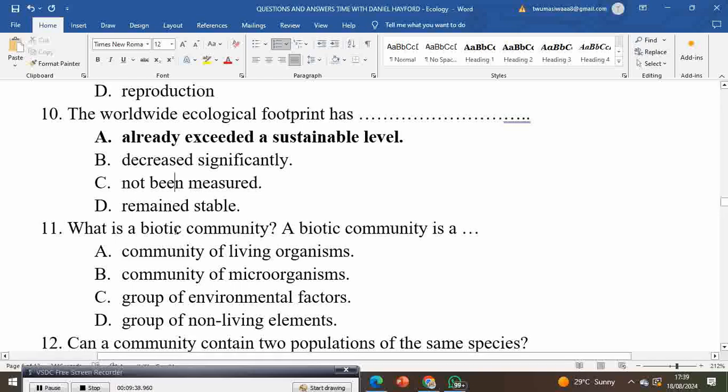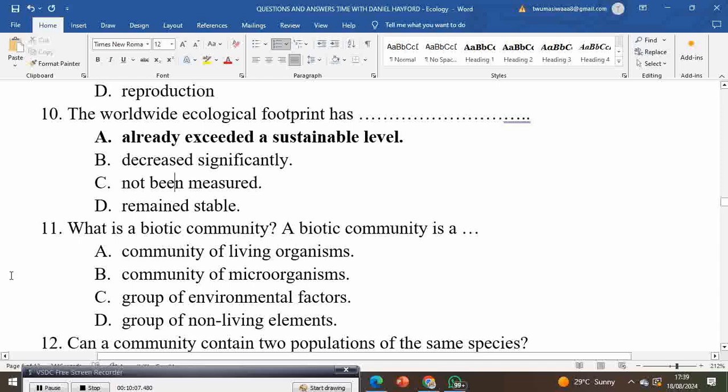Now, question number 11. What is a biotic community? Then the answer begins this way. A biotic community is a... So we are supposed to complete the sentence. The option A is a community of living organisms, B, community of microorganisms, C, group of environmental factors, and then D, group of non-living elements. Which one is your best shot?